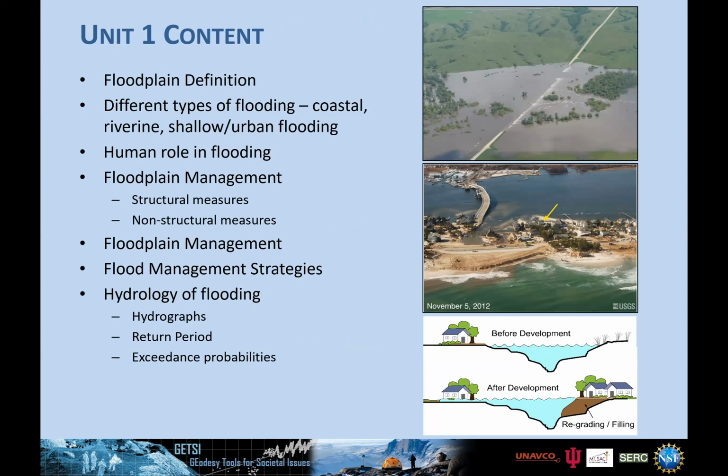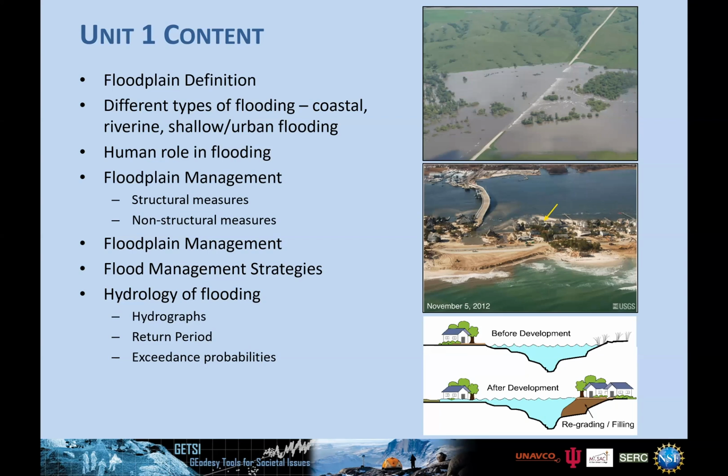There are different types of floodings. As I mentioned, from hurricanes and storm surges, we get coastal flooding. When we have a lot of rainfall, we get riverine flooding, and many times when we have thunderstorms, we get shallow flooding. And when our urban infrastructure get flooded and the water has nowhere to go, we also get a lot of flooding in urban areas.